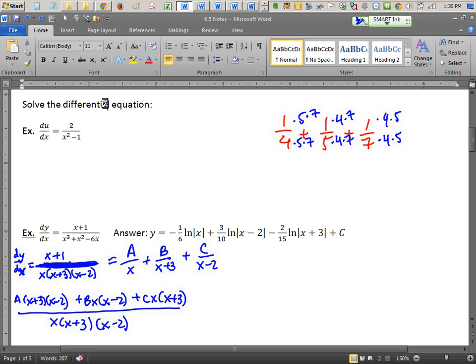That's exactly what I did here. So I multiplied the a, since there's an x on the bottom, by the denominators of the b and c fractions. I multiplied the b by the denominators of the a and c fractions, see? And I multiplied the c by the denominators of the a and b fractions. That's why I have a times x plus 3 x minus 2, b times x and x minus 2, and c times x and x plus 3. Okay.